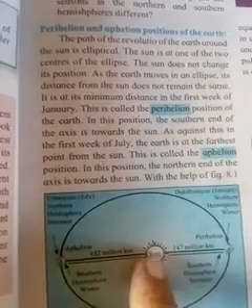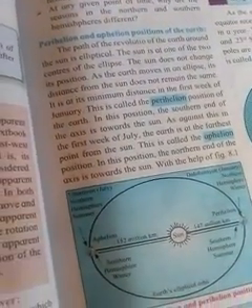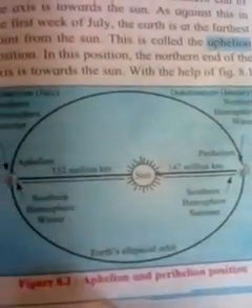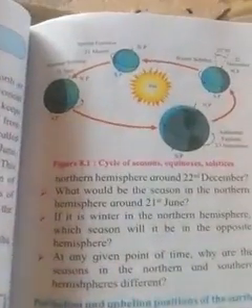That means from here to here the distance is greater. This is called the aphelion position. In this position the northern end of the axis is toward the sun, and at that time this northern end of the axis is toward the sun, with the help of figure 8.1. That means you understand the points based on figure 8.2.